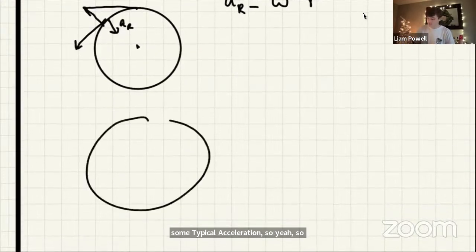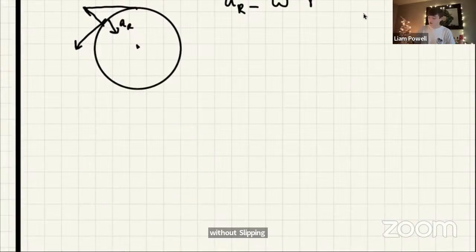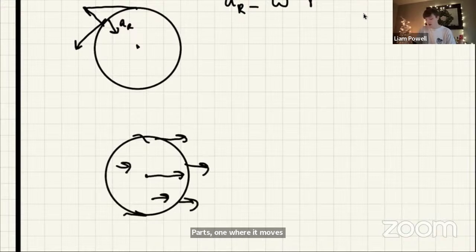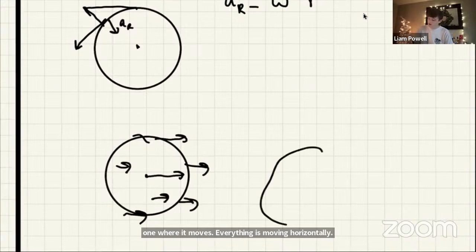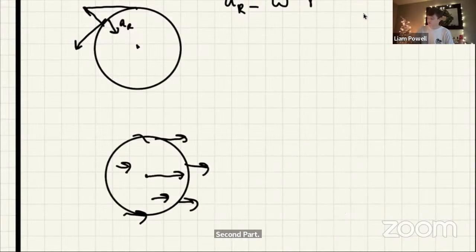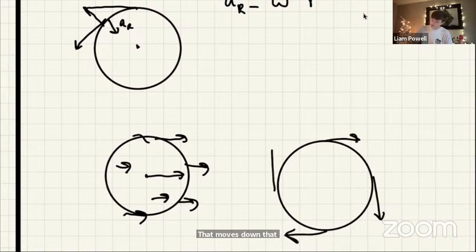Rotation without slipping. Rotating motion has two parts. One, where everything is moving horizontally, any point you draw is moving horizontally. And the second part, where every point you draw is rotating. That moves down, that moves this way, that moves this way, and then it's rotating all around.